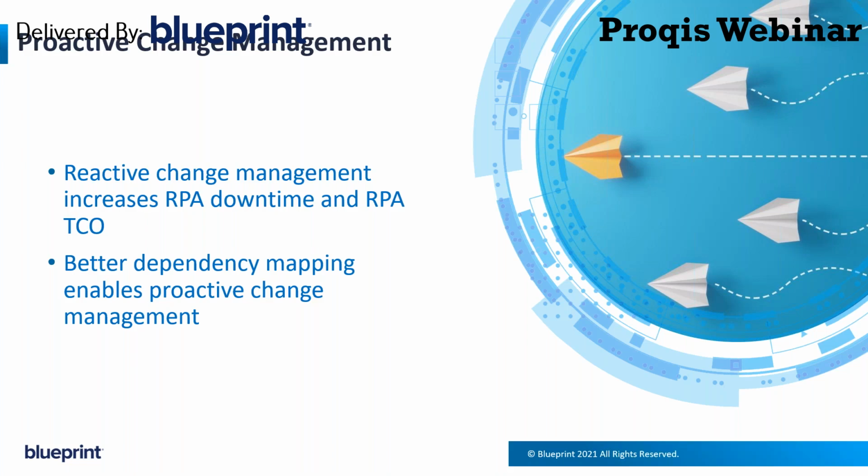Proactive change management is only enabled with better dependency mapping, that is, when bots are meticulously linked to all the legacy systems, rules, and regulations that they're connected to. With better dependency mapping, you also get the ability to identify and visualize the impact of change, so corrective action can be taken before the bot fails and needs hours and hours of diagnostic work.